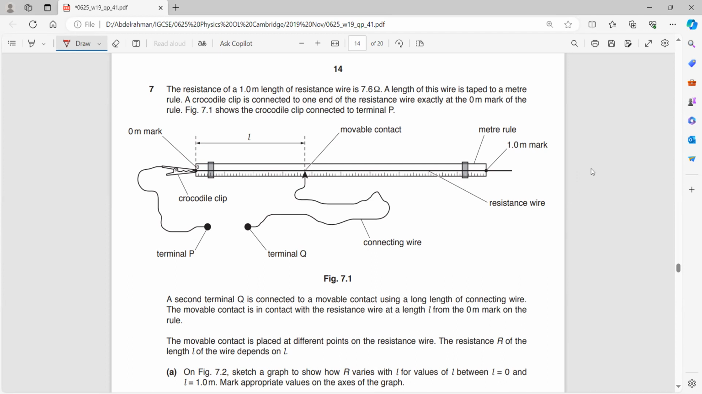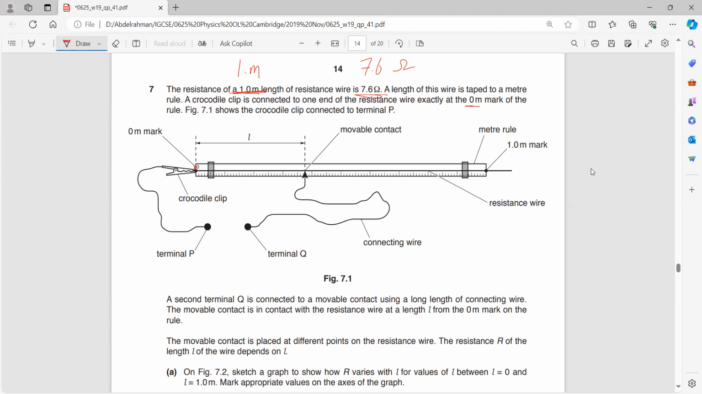I have a crocodile clip, a removable contact. Let's read the question slowly. The resistance of 1 meter of resistance wire is 7.6 ohms. I'll write it like this: 1 meter gives me 7.6 ohms. The length of the wire in meters, to one end of the resistance wire is exactly 0 meters. So where is the crocodile clip placed? Exactly at 0 meters. Then we start moving the contact.